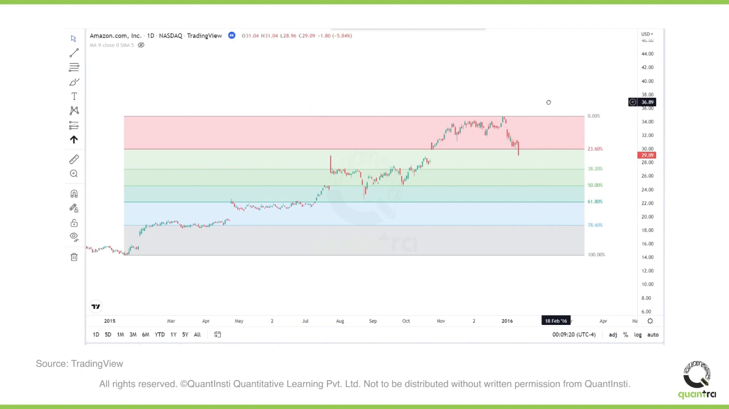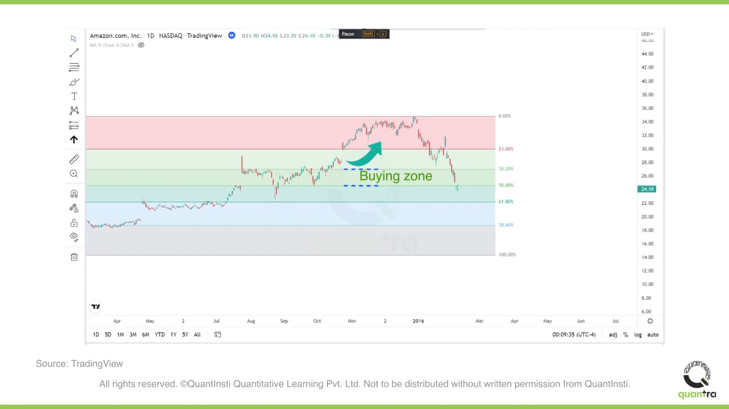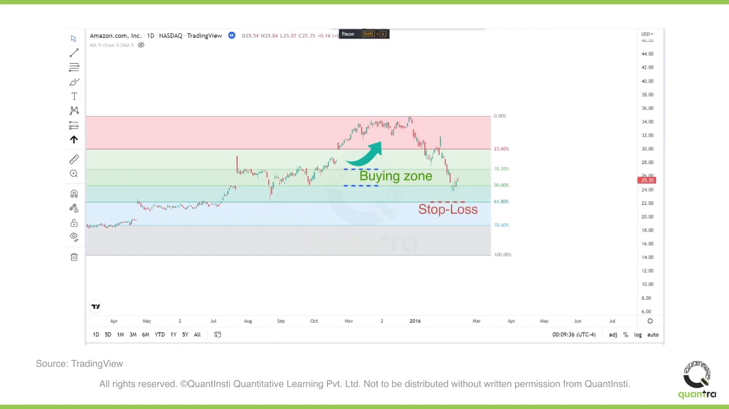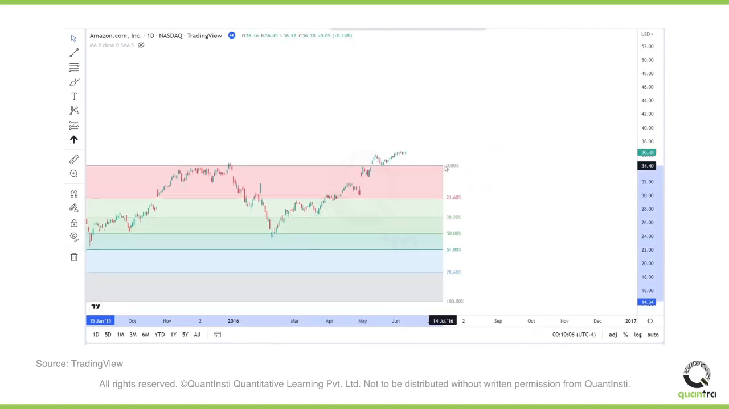Now you may recollect from the previous video that ideally, most retracements tend to reverse from the 38.2% or the 50% levels. So let's assume that each time prices enter this zone, we will buy the asset. As you can see, the prices have entered the buying zone. So we can buy Amazon at this level and keep our stop loss at the 61.8% level. Seems like the trade worked in our favor, as the price could cross the highest point of the uptrend.